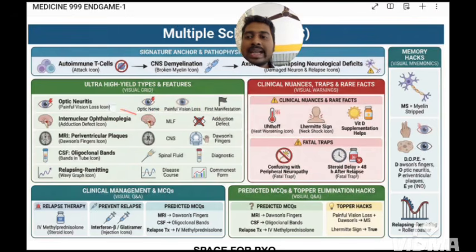Next, there is something known as internuclear ophthalmoplegia. It is known as INO. I don't want to go into depth on what it is, because this is a revision course.